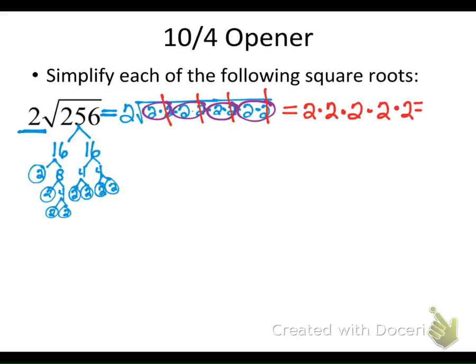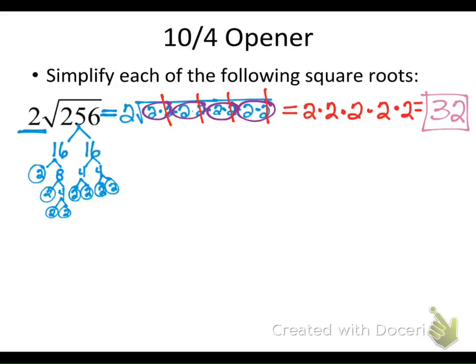Step 4, you're going to simplify. So you're going to multiply all your numbers outside of your coefficient. I have no numbers left in my square root, do I? No. So what's 2 times 2? 4. 4 times 2 is 8. 8 times 2 is 16, times 2 is 32. That's all right. You tried. So the square root, or 2 square root 256 equals 32.